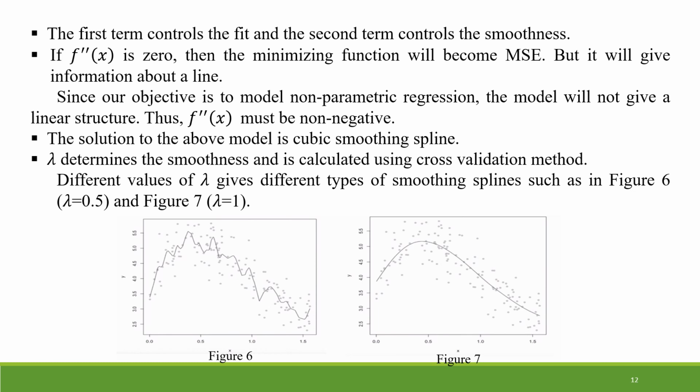If f double dash of x is 0, then the minimizing function will become MSE, but it will give information about a line. Since our objective is to model non-parametric regression, does it need a linear structure? Thus, f double dash of x must be non-zero. Lambda determines the smoothness and it is calculated by the cross-validation method. The solution to the above model is a cubic smoothing spline.